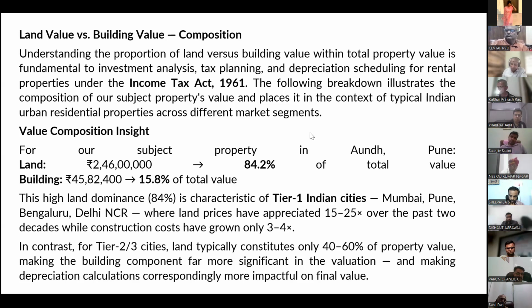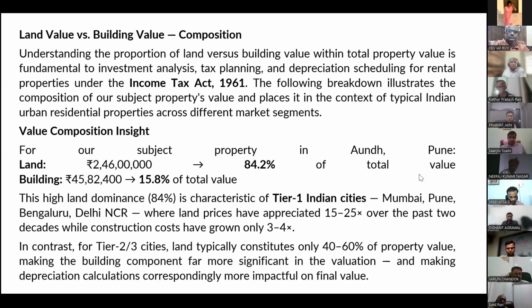If we take things into consideration, in the past 2 decades the land values have increased by 15 to 25 times, whereas the construction costs have grown by 3 to 4 times only. So basically in tier 1 Indian cities, this is high land dominance, 85% is the characteristic.